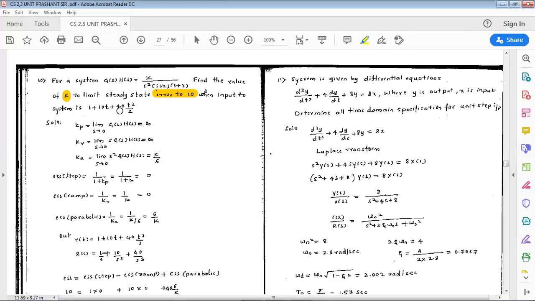So the solution goes in this way. We know already how to find Kp. That is given as limit s tends to 0, G(s) into H(s).